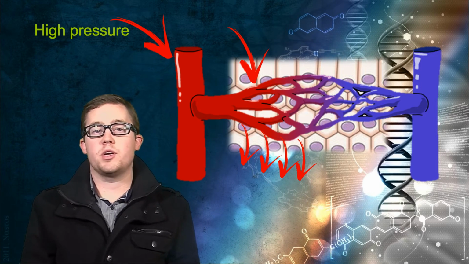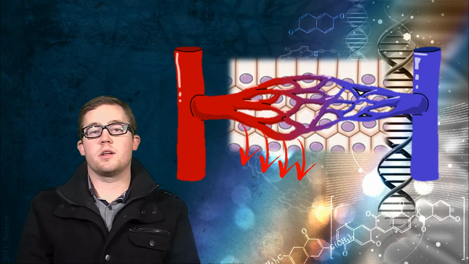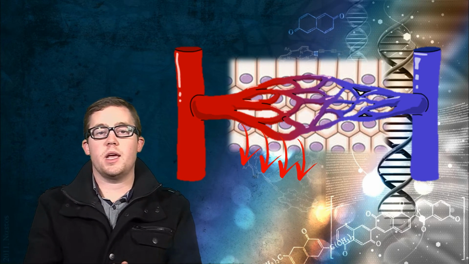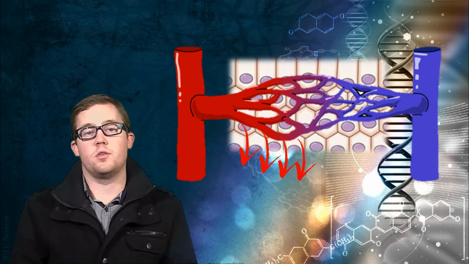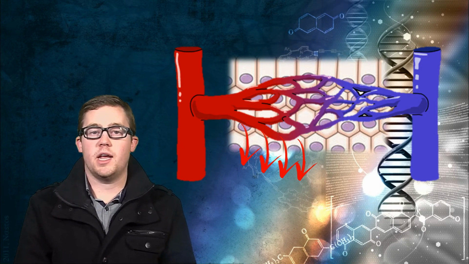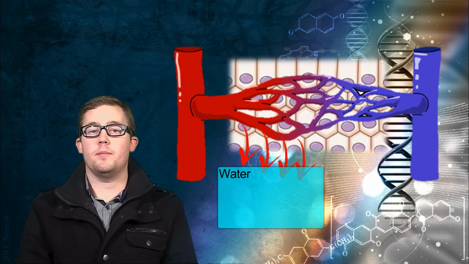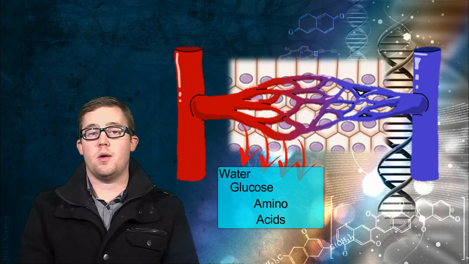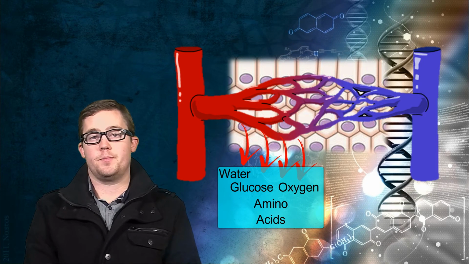Now it's quite a high pressure system, so you can't get any selective movement happening here. You're simply getting a pushing out of different types of nutrients from the blood. What sort of things would come out? Well, specifically here we're talking about water, quite a bit of it, glucose, amino acids and oxygen.